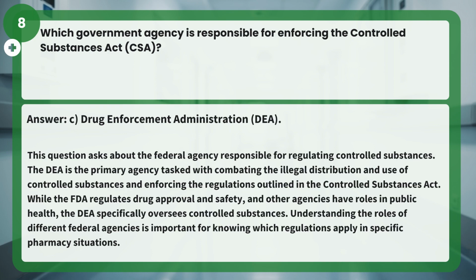Answer C. Drug Enforcement Administration, DEA. This question asks about the federal agency responsible for regulating controlled substances. The DEA is the primary agency tasked with combating the illegal distribution and use of controlled substances and enforcing the regulations outlined in the Controlled Substances Act. While the FDA regulates drug approval and safety, and other agencies have roles in public health, the DEA specifically oversees controlled substances. Understanding the roles of different federal agencies is important for knowing which regulations apply in specific pharmacy situations.